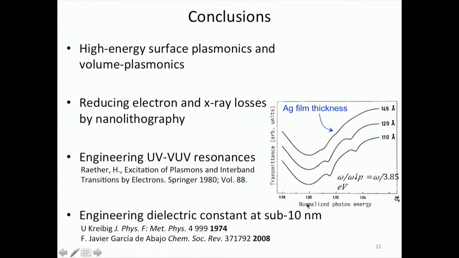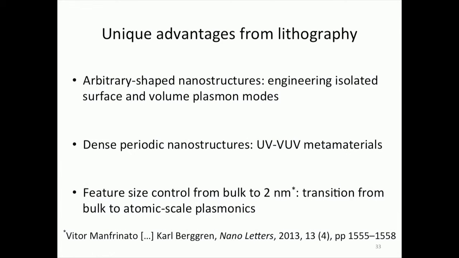Furthermore, by studying the volume plasmon full width at half maximum, we show that we're controlling the bulk dielectric constant by using sub-10 nanometer lithography. Then I would like to close by saying that a unique advantage of doing all this study with lithography is that you could, for instance, control your structures with arbitrary shape, because you're not limited to just cylinders or just rods. You can write whatever structure you want and study surface and volume plasmon modes there. You can change different materials too.